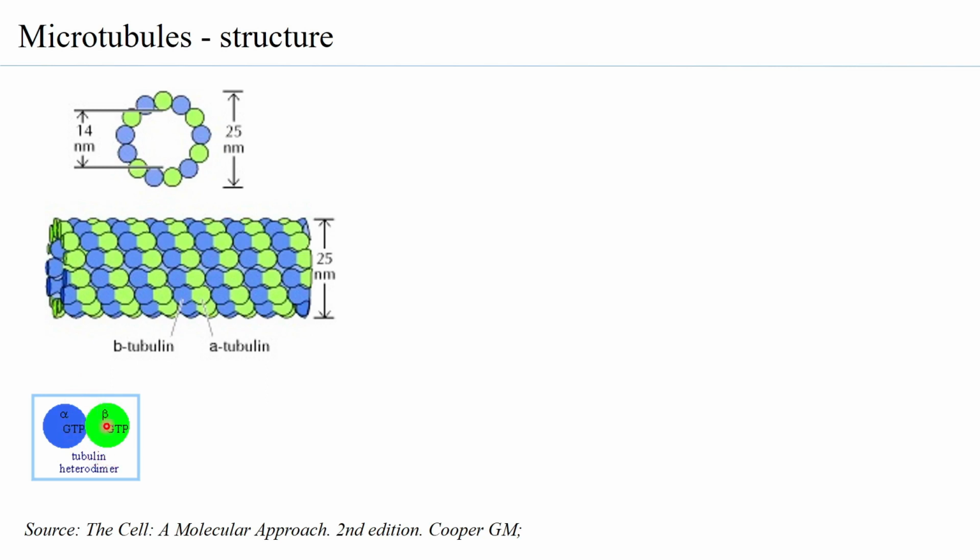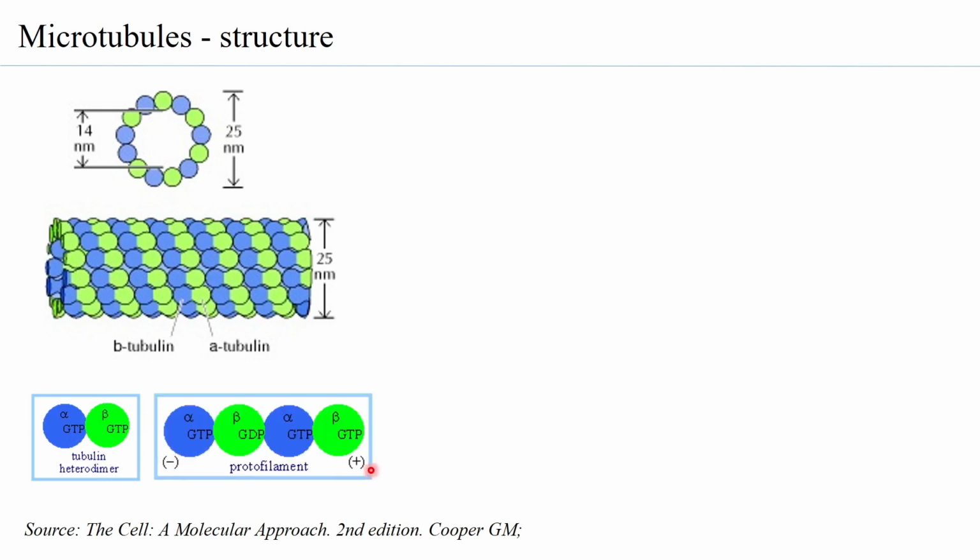So when you have these heterodimers binding to each other, they form what is called a protofilament. So this is one protofilament. Over here, you must note that you always have the heterodimer associating in this manner, that is alpha beta alpha beta alpha beta alpha beta. You will never have alpha beta beta alpha beta. So you must understand therefore that the protofilament will always have at one end the alpha tubulin, at the other end you will have the beta tubulin. So you have what is called a polarized structure.